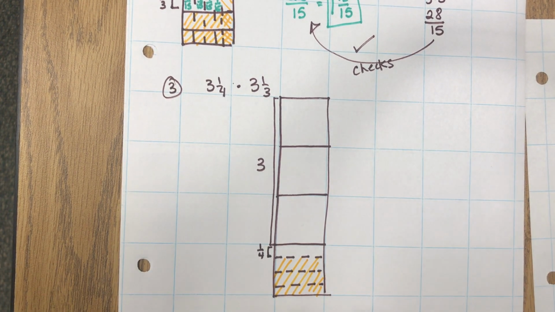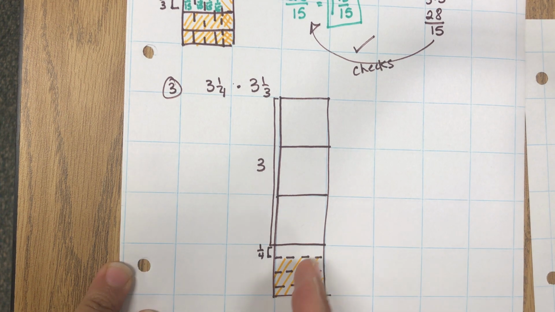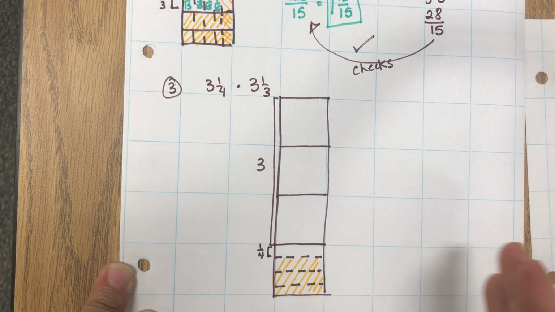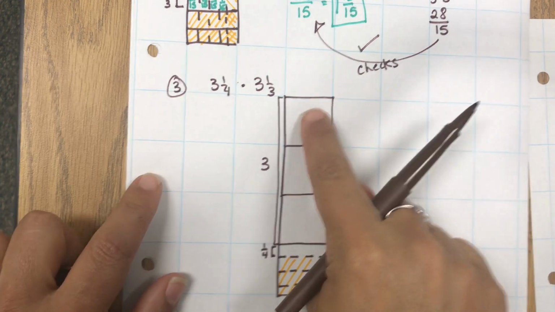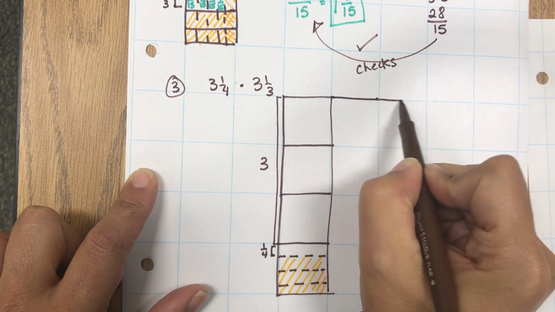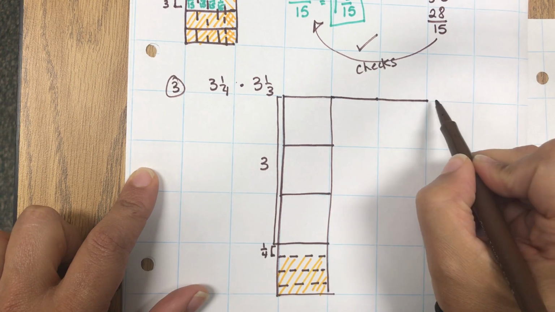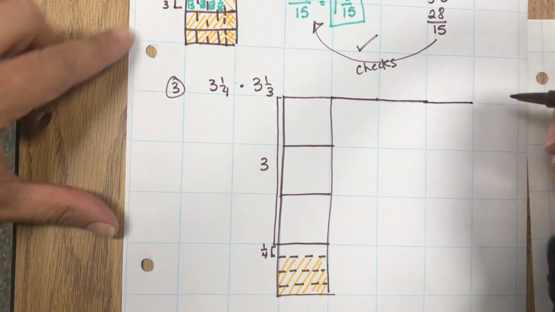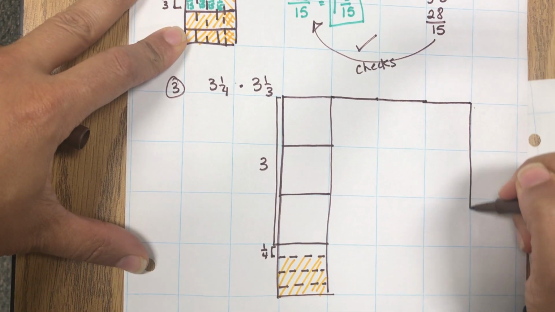And I want to multiply it. So I have 3 1/4. I want 3 1/3 times this. So here's the 1. I need 3 wholes. So I have 1, 2, 3 wholes. And I need a third, so I need to encapsulate one more column.